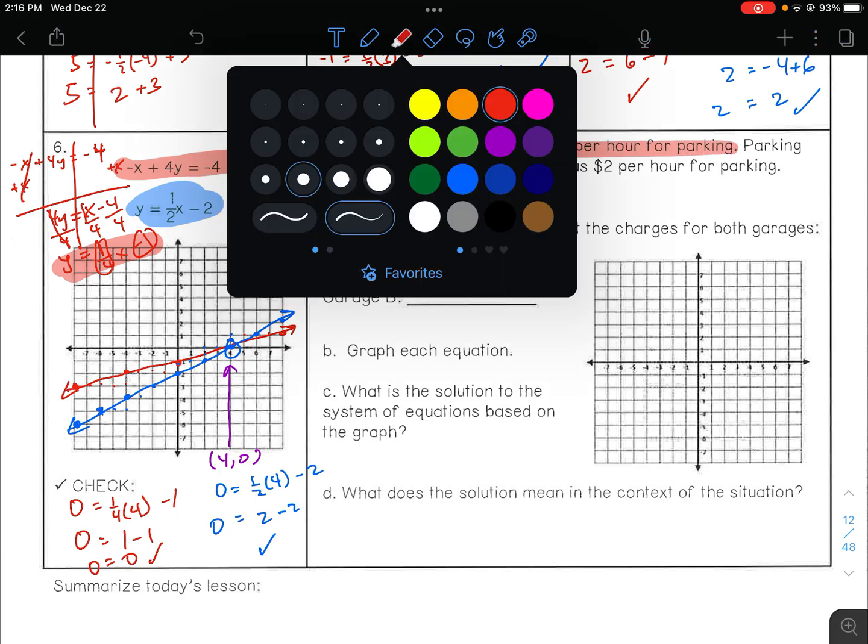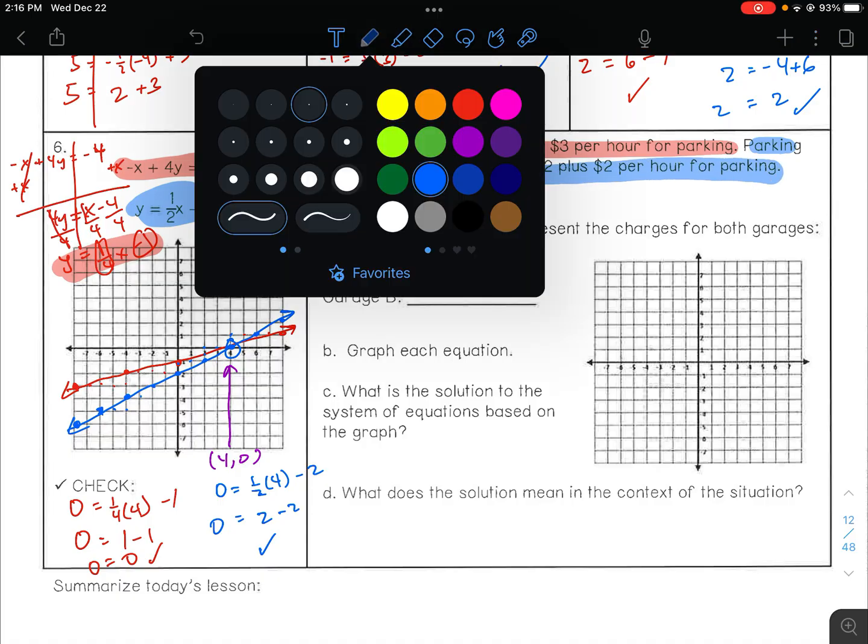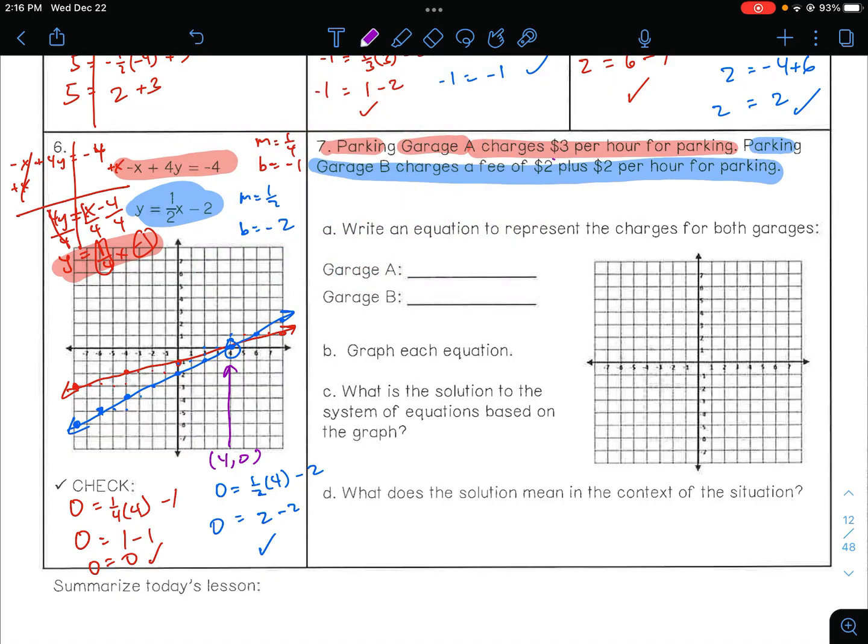And then let's do parking garage B. So let's look at the information. 3 per hour is a rate. It is going to be our slope. That's like 3 times the number of hours. So the total cost, y equals 3 times x.